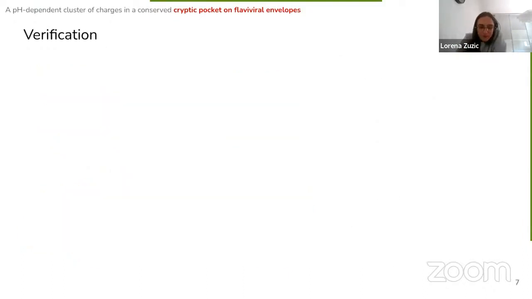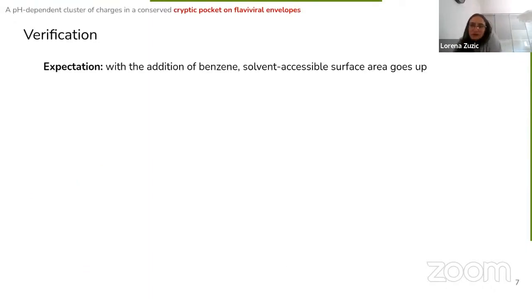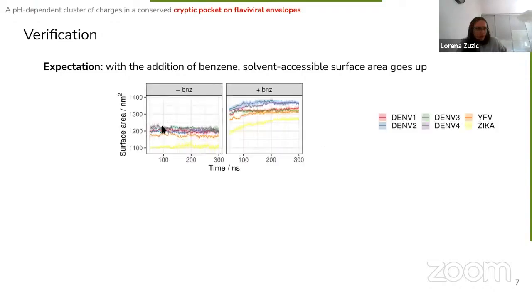All right, so just to see if this methodology works, if you add benzene to your system, you would expect that some benzene is packed into the pockets, that they kind of nest into the slightly hydrophobic areas of the protein. You expect your solvent accessible surface area to go up. So far so good. That's exactly what's happening. If you have a control system without benzene, the solvent accessible surface area is lower than what you will observe in the systems with benzene.